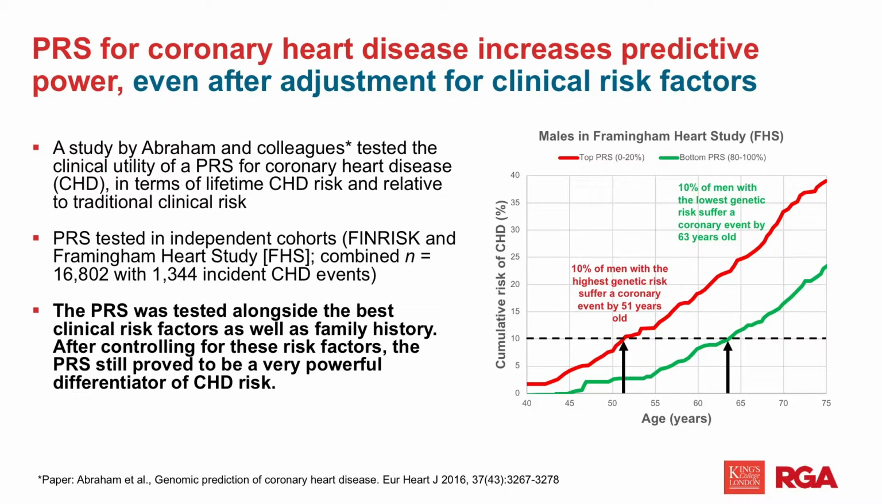If we contrast that with men with the lowest polygenic risk scores, i.e. their lowest genetic predisposition, we see that 10% of those men don't achieve that risk level until 63 years old. So there's a very significant difference in the risk trajectory there, 12 years in fact. In this same paper, what the scientists did was look at a different cohort of men in the FinRisk study, and actually for that same differentiator, we see an 18-year gap.